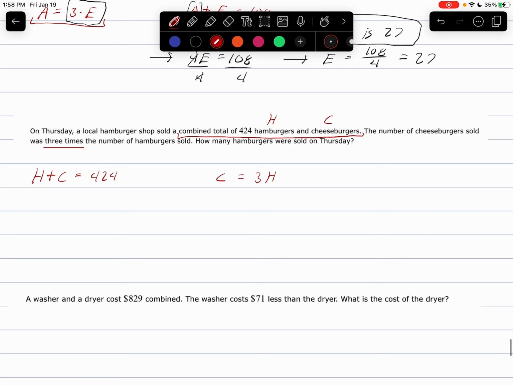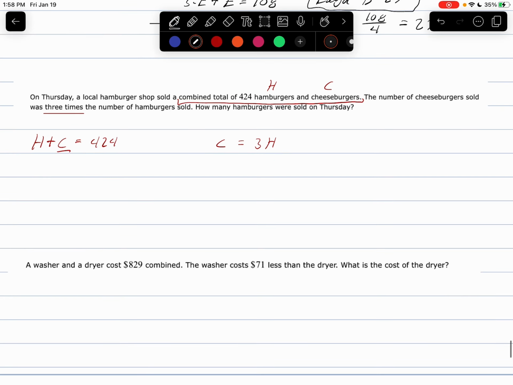And very similar to last time, since we know that C is equal to 3 times H, we can substitute in 3 times H into this C here. So we can rewrite this as H plus 3H is equal to 424. Or we get 4H is equal to 424.